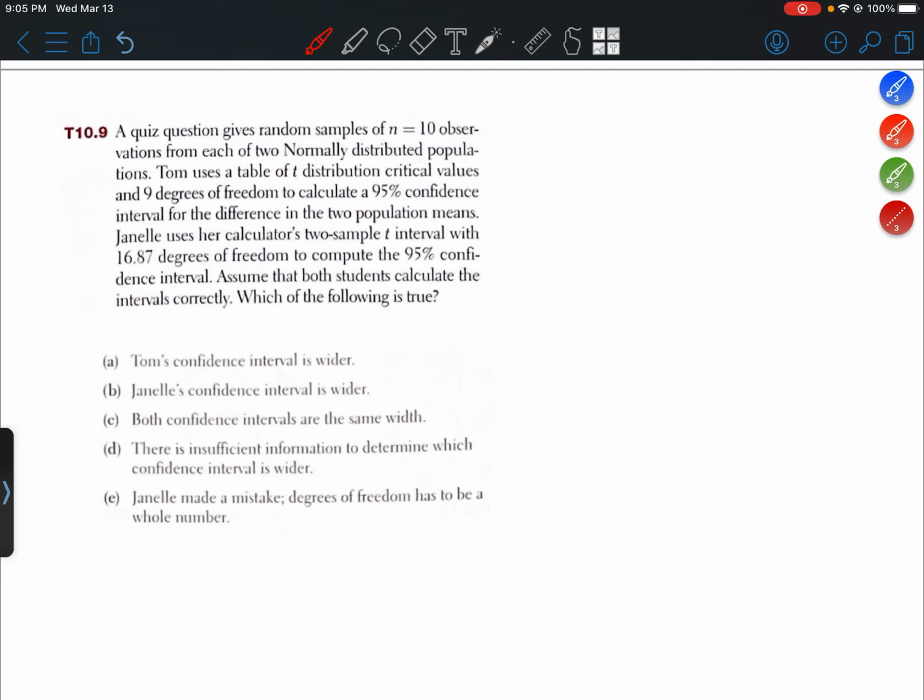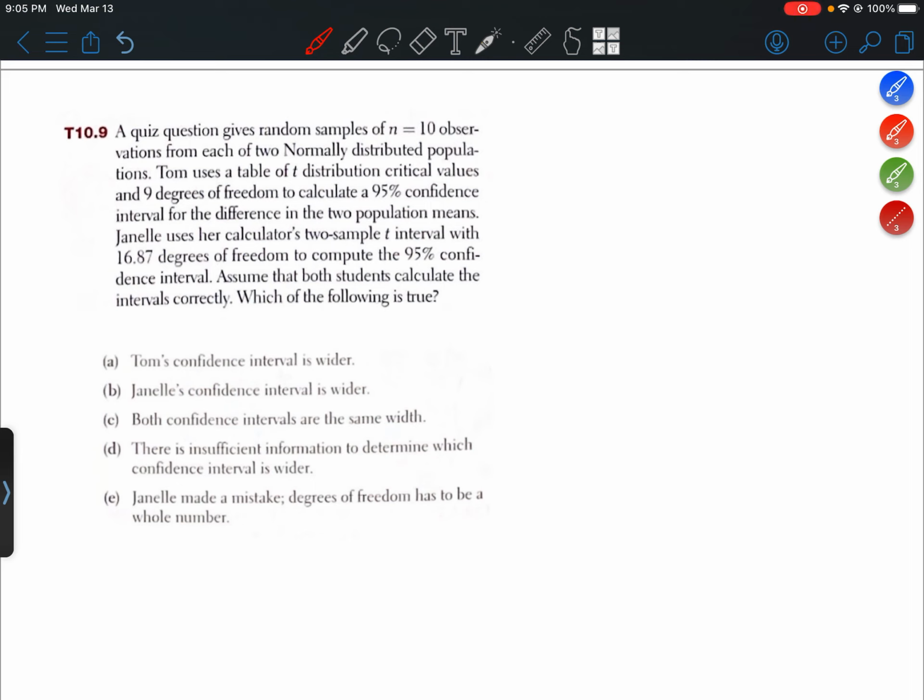T10.9. A quiz question gives random samples of n equals 10 observations for each of two normally distributed populations. Tom uses a table of t distribution critical values in 9 degrees of freedom to calculate a 95% confidence interval for the difference in the two population means. Janelle uses her calculator's two-sample t-interval with 16.87 degrees of freedom to compute the 95% confidence interval. Assume that both students calculate the intervals correctly. Which of the following is true?